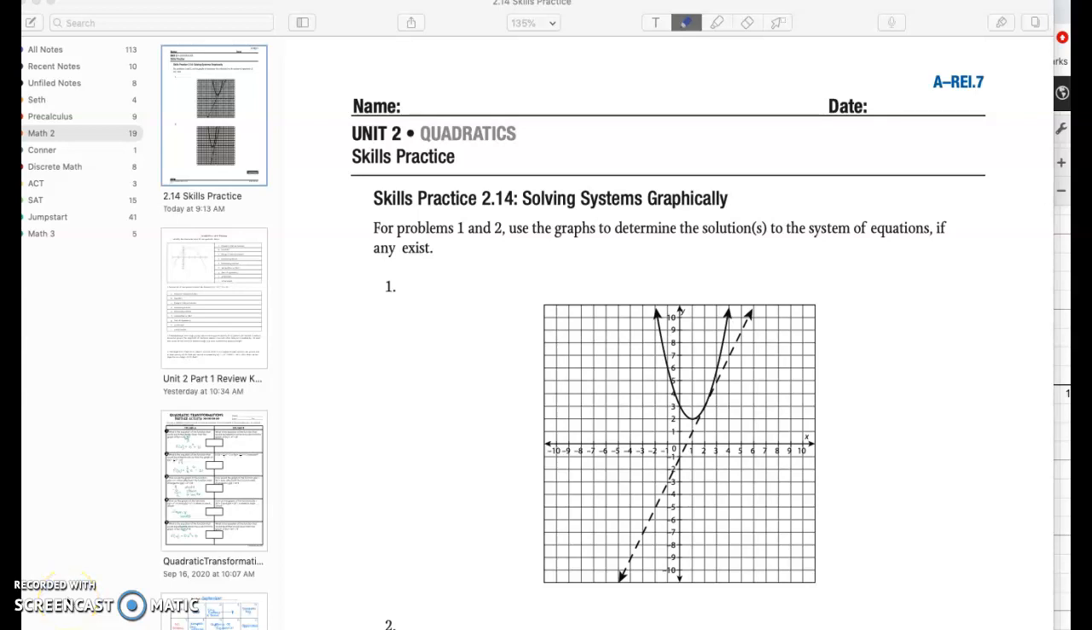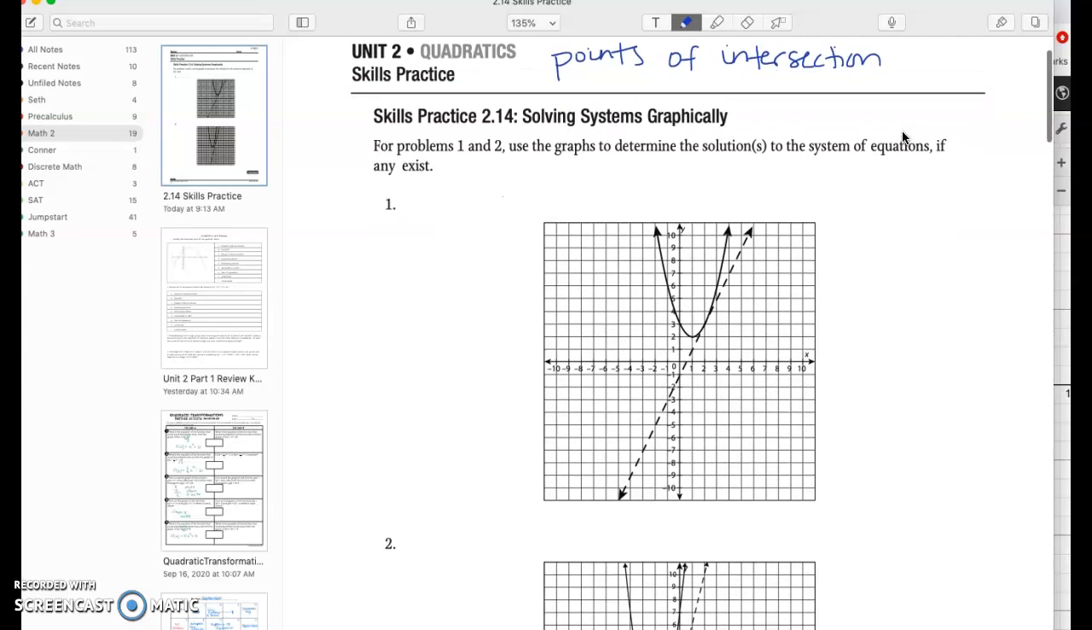Systems of equations are points of intersection. So anytime that you're asked to solve a system of equations, we want to look for points of intersection. There are going to be times where there is more than one intersection point, and there's going to be times where there's no intersection point, which means your system has no solution.